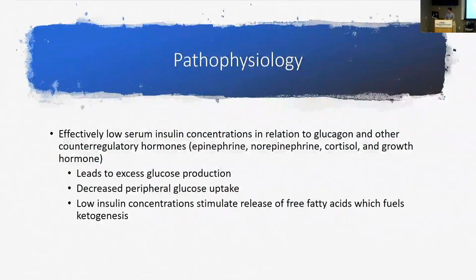So what happens then with this low insulin concentration or low insulin responsiveness is you get an excess glucose production. You get decreased peripheral glucose uptake because insulin is required for cells to bring glucose inside. And then the low insulin concentrations also stimulate release of free fatty acids, and that's what fuels the ketogenesis. So essentially, your body, without insulin or without an appropriate response to insulin, does not see normal circulating serum glucose levels, and so it reacts similar to a state of starvation. Your body starts shunting its normal metabolic processes, which are primarily driven by glucose, to be driven by breakdown of free fatty acids and proteins and other sources of energy.